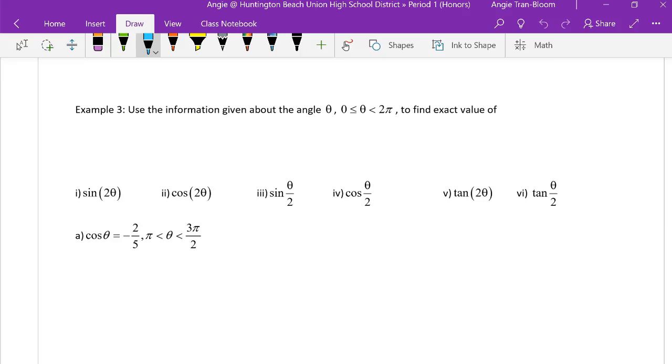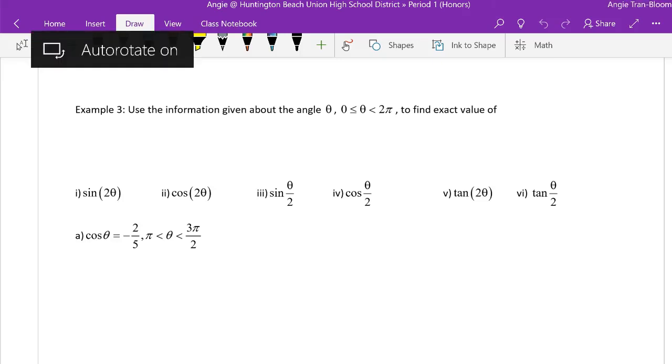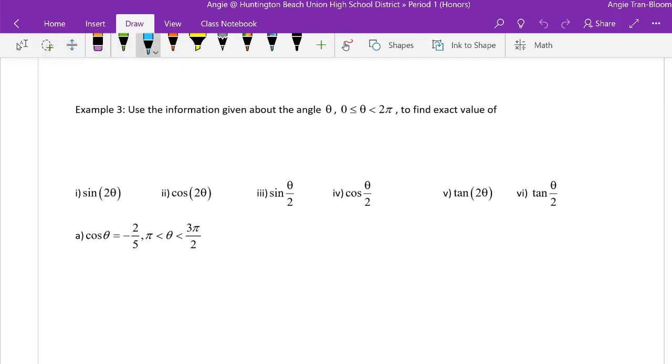Hey guys, okay, so this is a recording for example 3 from section 7.6. The direction says use the information given about the angle, which is called theta, and theta is restricted between 0 to 2 pi, inclusive at 0 but not inclusive at 2 pi, to find the exact value of, and then we have 1i, 2i, 3i, 4i, 5i, and 6i.